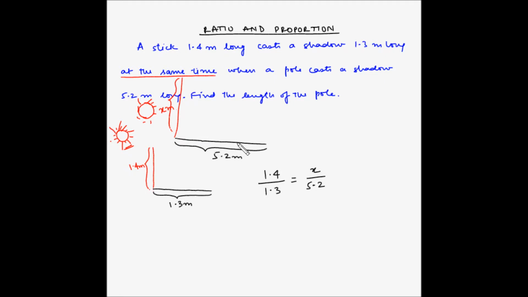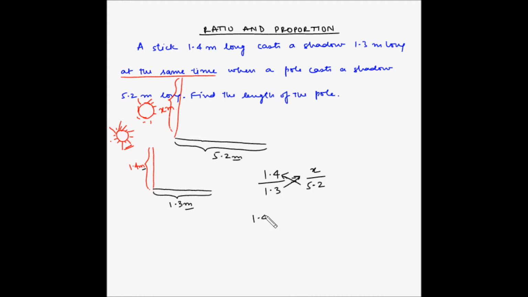Another important thing to note while we are solving this is to make sure that all these are given in the same unit of measure, which is meters. Otherwise we'll have to convert the one which is not in the same measure to make it the same as the other numbers. So now here we can cross multiply.